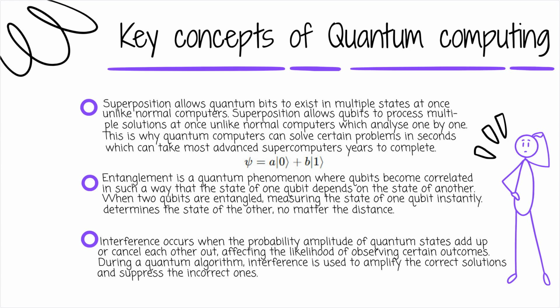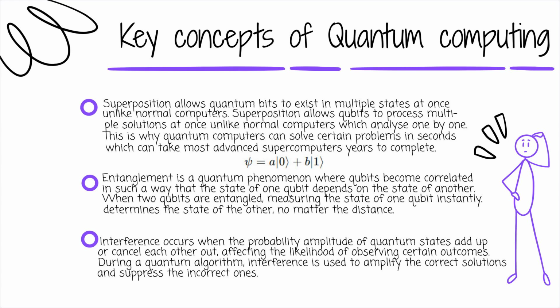When quantum states interfere, these amplitudes can combine to reinforce each other, which is constructive interference, or cancel each other, which is destructive interference. During a quantum algorithm, interference is used to amplify the correct solution and suppress the incorrect ones. This is one of the reasons quantum computers can find the needle in a haystack much faster than classical computers.